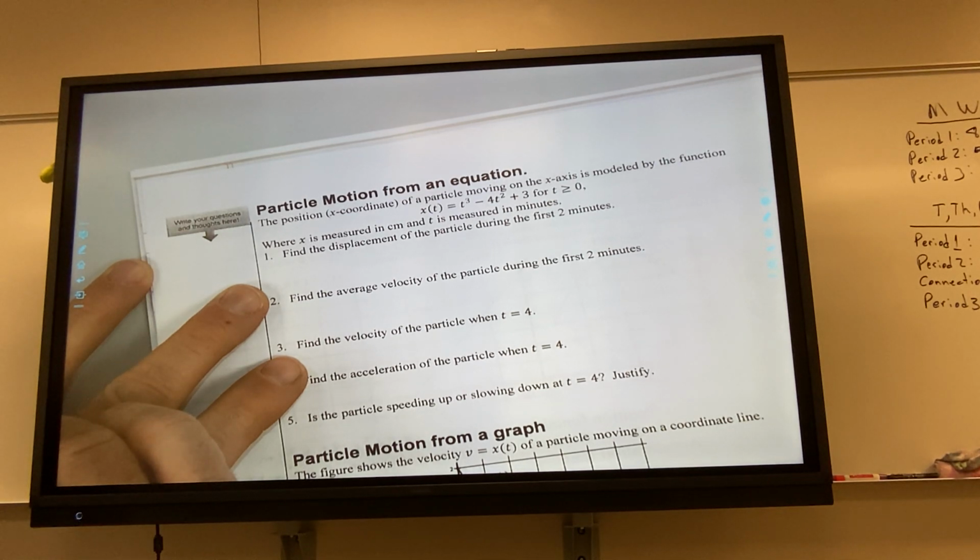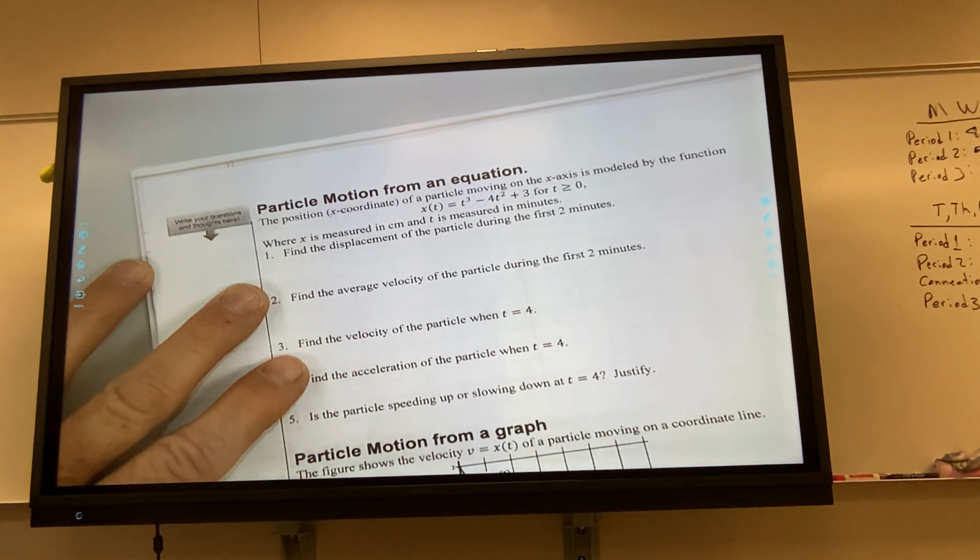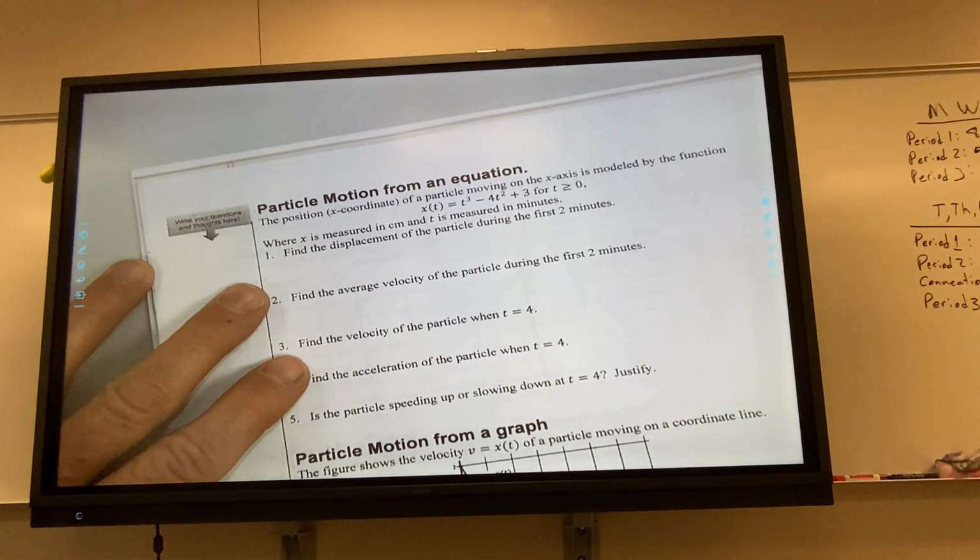What do I need to know first? The beginning position. The starting position. Would everybody agree? How do I figure out the starting position? Put in 0 for t. Because that's where it originates. Right, where are you right when the clock starts, correct?